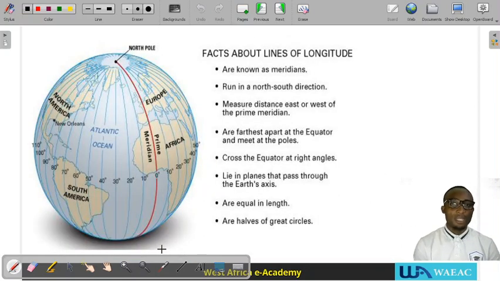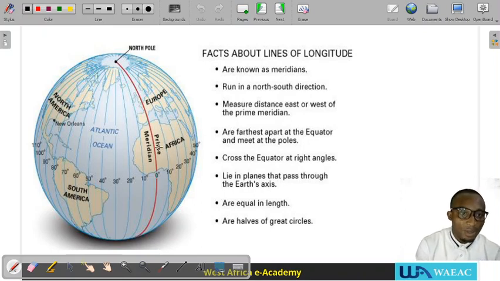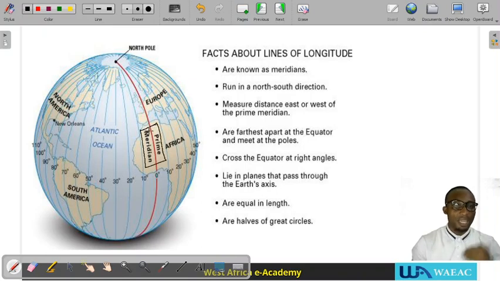So now, facts about lines of longitude. Longitude are known as meridians. The starting point is called the prime meridian. This is the starting point of our longitude. There is a starting point, a reference point. So the starting point or the reference point of longitude is called the prime meridian.